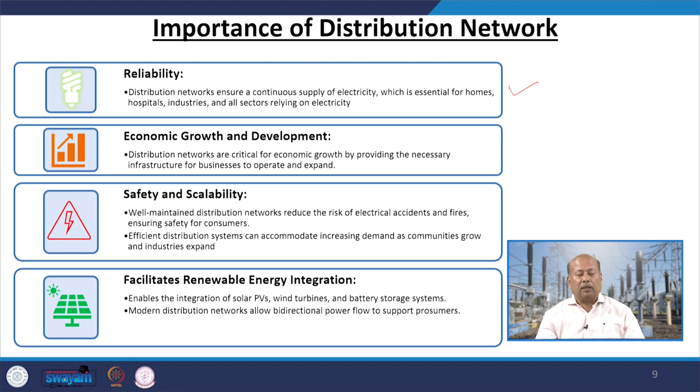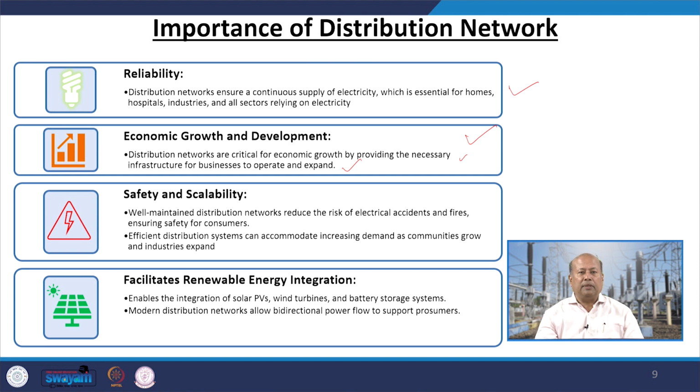And the second one is economic growth and development. Any distribution network is critical for economic growth by providing the necessary infrastructure for businesses to operate and expand. Until and unless there is electricity, no business model can survive. And as you all know, economics and electricity go together. For your economy to grow, the energy available to the consumer must be enough.